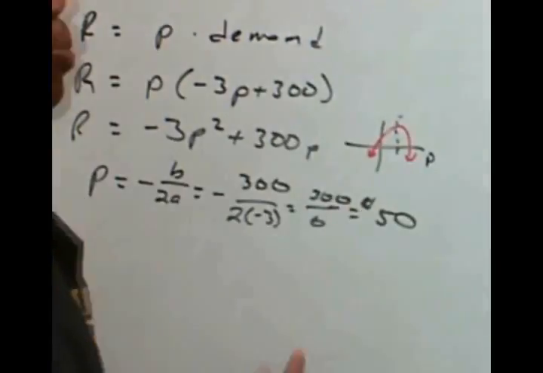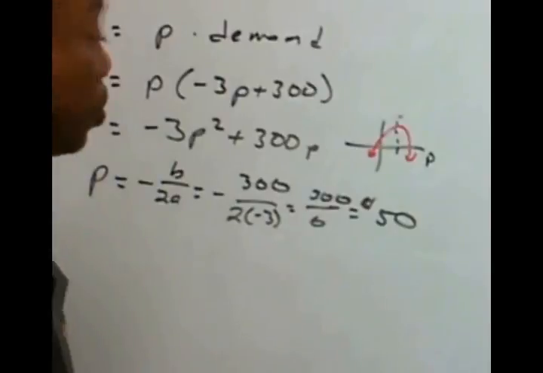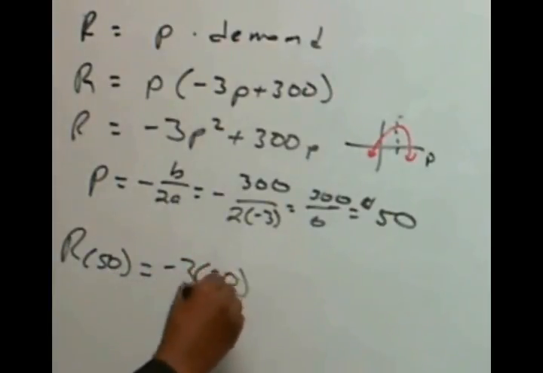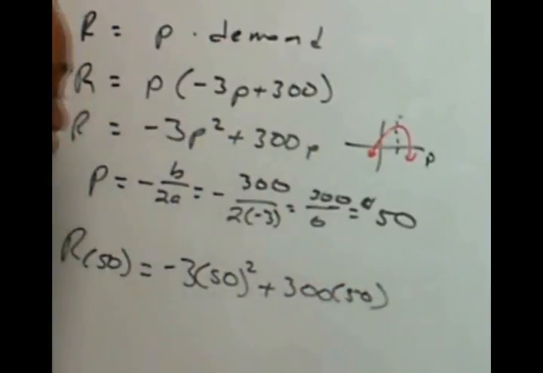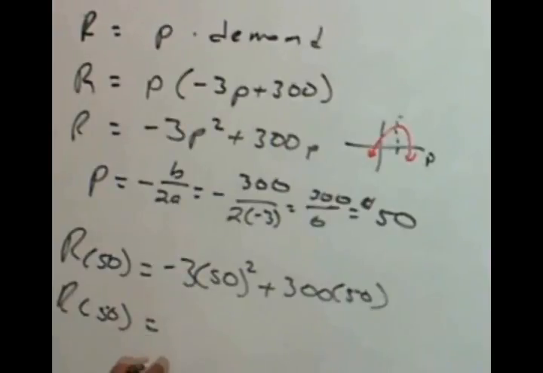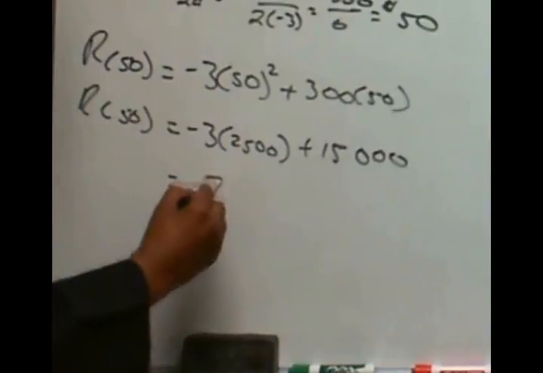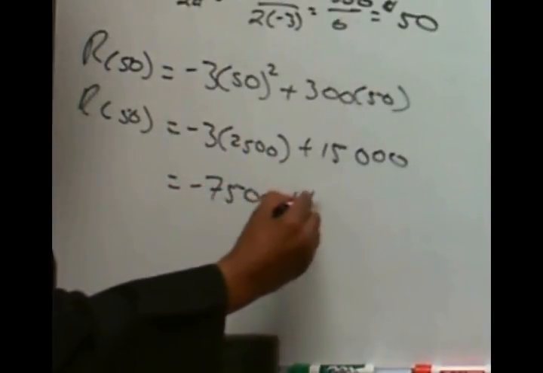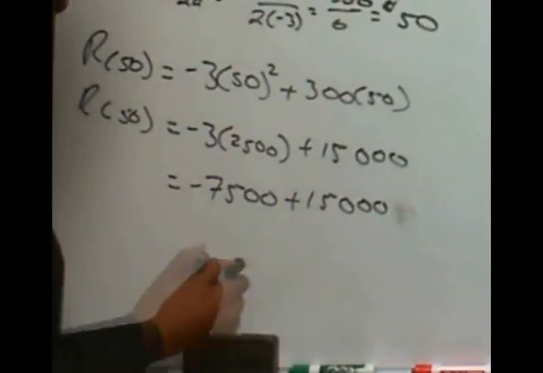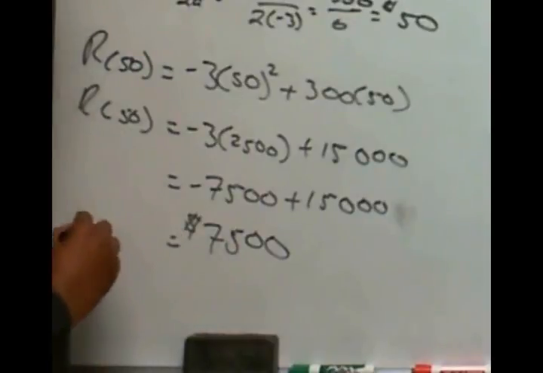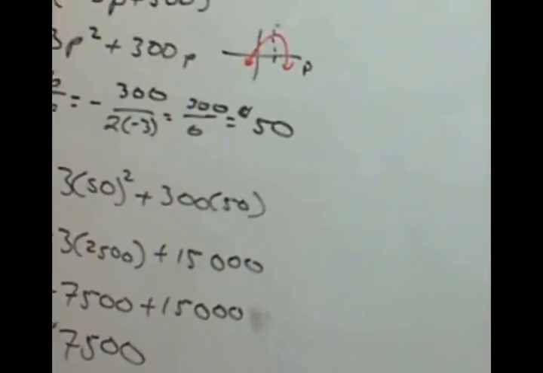The question now is, what is the maximum revenue that I'll get when I make my price $50? Well, I go back to my revenue function and I put in 50. I get negative 3 times 50 squared plus 300 times 50. Now, 5 times 5 is 25 and then 2 zeros. And from here, 5 times 3 is 15 and 3 zeros. 3 times 25 is 75 with a negative and 2 zeros, plus 15 and 3 zeros. And then when I add this together, I'll get positive $7,500. So this is my maximum revenue when my price is $50.